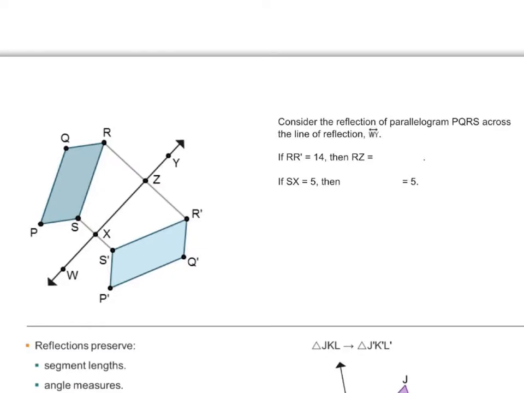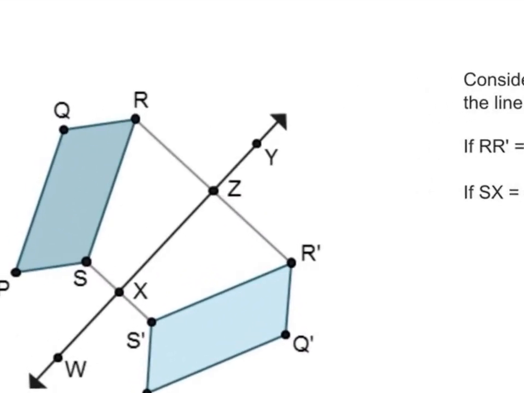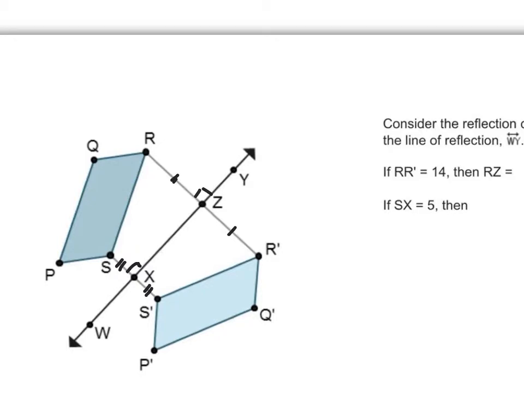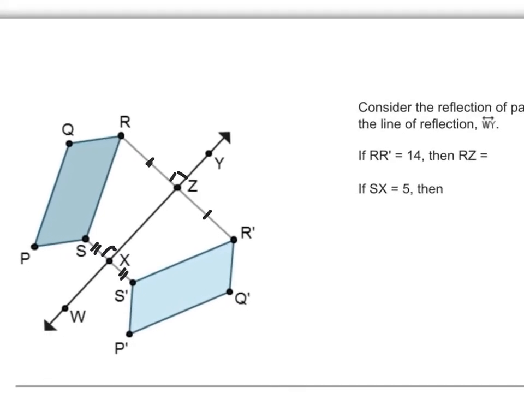And what I know, because that's reflected, I'm going to come in here and draw these pictures, okay? So I'm going to say that RZ is congruent to R prime Z, and that we make a right angle, and then that XS is congruent to XS prime, okay? And it also makes a right angle, all right? So just because we have those, all right, and so then it says this. If the whole length of R R prime is 14, then what's the length of RZ, all right?